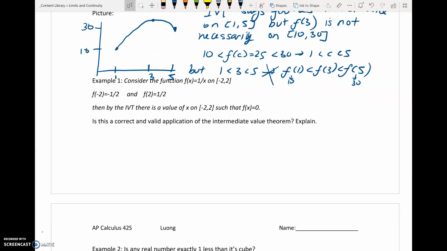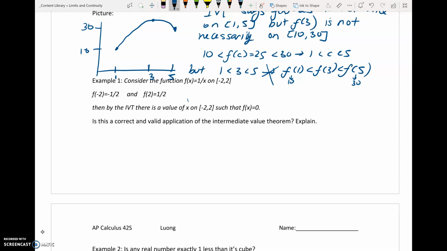So here's another example. Consider the function f of x is equal to 1 over x on negative 2 to 2. And then this person checked the endpoints on the interval. And we're supposed to show that f of 0 sits in between there. Now, is this correct and a valid application of the IVT? Well, the thing is, can f of x ever be equal to 0? Can 1 over x ever be equal to 0? No, because we have a horizontal asymptote there. Or a vertical asymptote there, not horizontal, sorry.